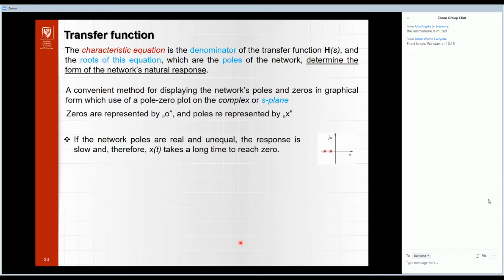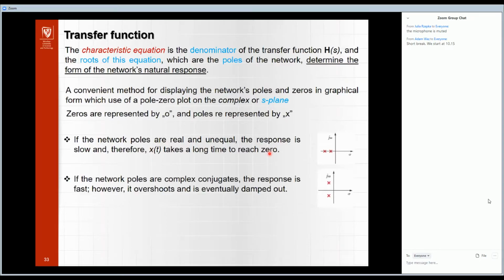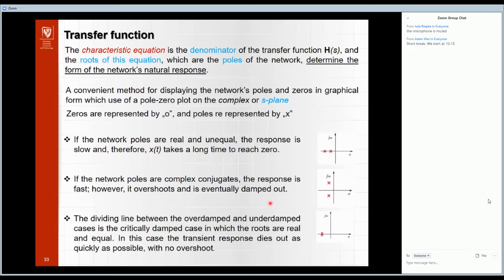Okay, so if the network poles are real and unequal, the response is slow, and therefore x of t takes a long time to reach zero. If the network poles are complex conjugates, the response is fast, but with oscillations. And the last case, the dividing line between the overdamped and underdamped case, is the critically damped case, in which the roots are real and equal, and the response is as quick as possible, but without overshoots.